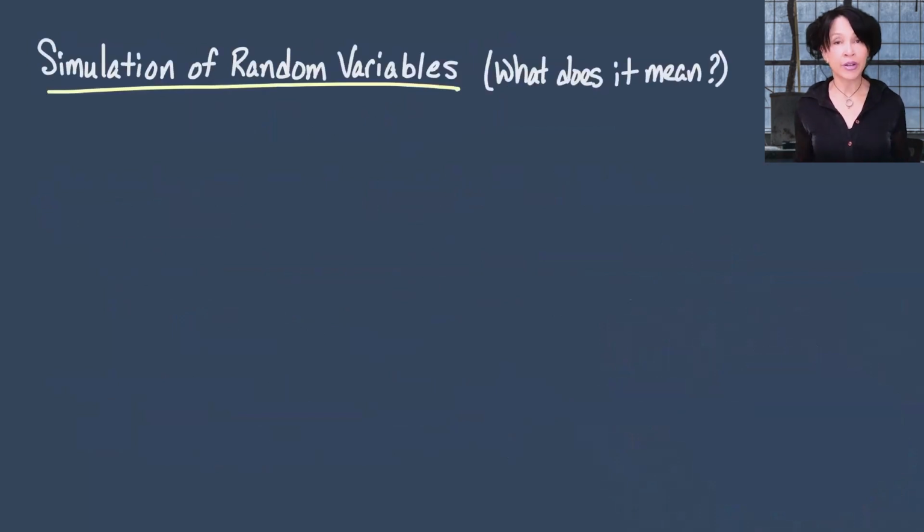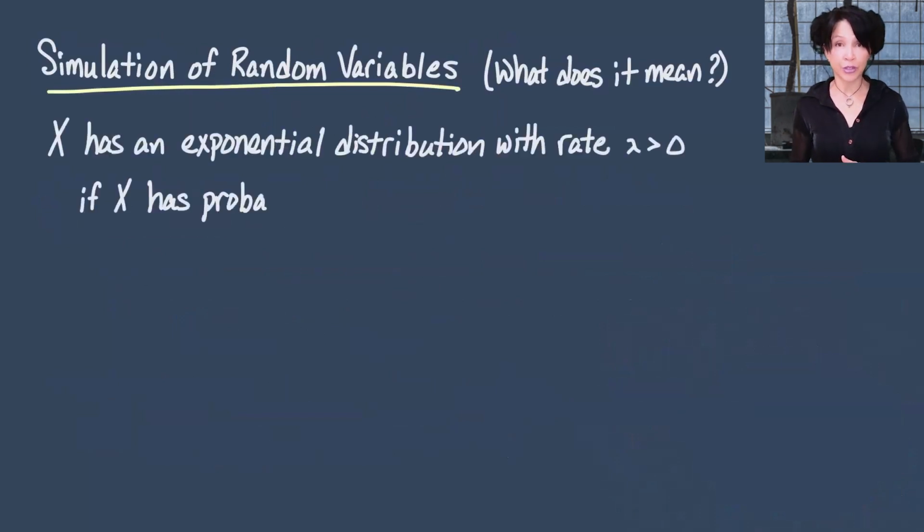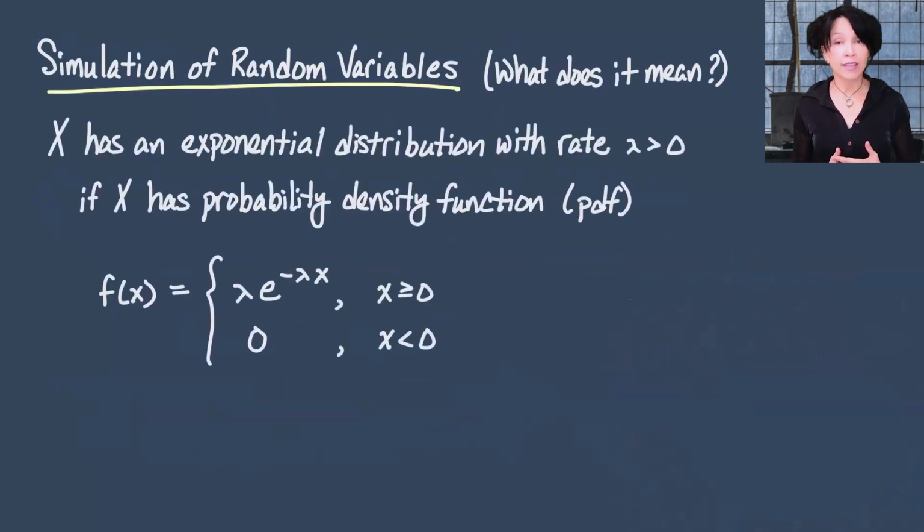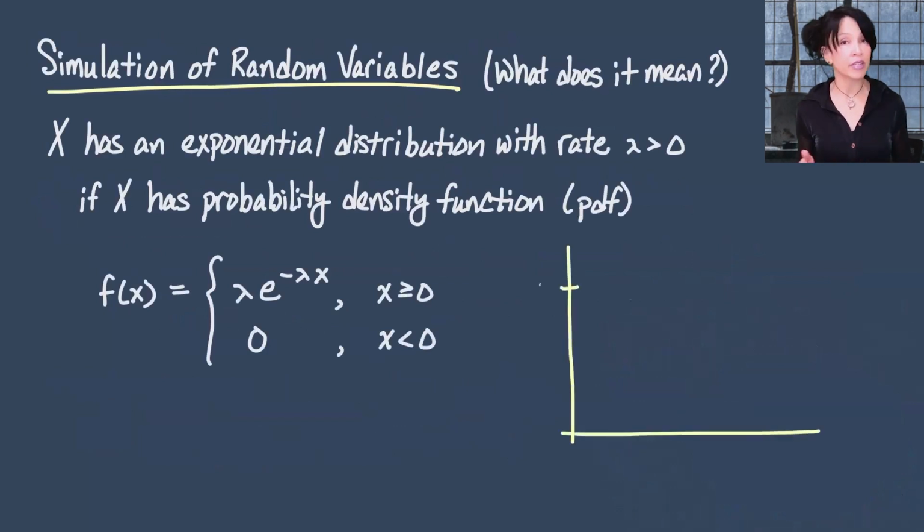As an example, I'm going to start with everyone's favorite continuous random variable. I'm going to let x have an exponential distribution with rate lambda. This means it has a probability density function with some parameter lambda, and the probability density function is lambda e to the minus lambda x, which looks like this. It starts at lambda and goes down exponentially.